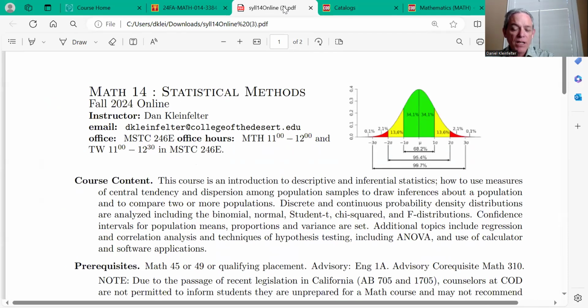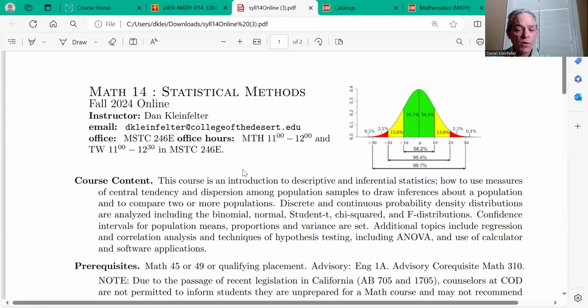All right, so I'm the instructor, Dan Kleinfelter. I have an email address as shown. You can send me emails or Canvas messages, or if you like, messages through my Stat Lab, but email is probably best, email or Canvas message. I have office hours on the Palm Desert campus in MSTC 246E. Those are Mondays and Thursdays, 11 to 12, Tuesdays and Wednesdays, 11 to 12:30. And then additionally, they will be on Zoom. The link for that, as we saw, is on Canvas.